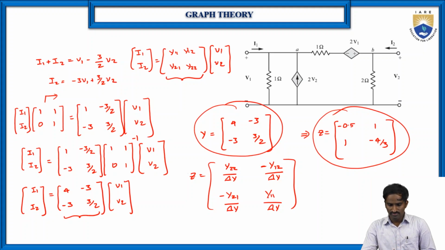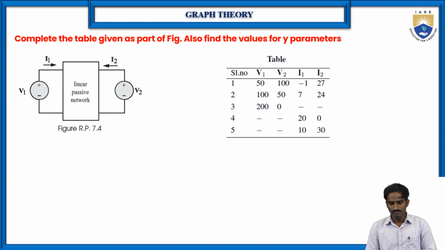So this is the way to find them. First we need to find either y or z. There is no compulsory rule that first we have to find the y parameters and then z. As you wish, first you can find the z parameters, then we can go for the y parameters by using the interrelation between the z and y parameters. Fine. Then let me go with another problem.